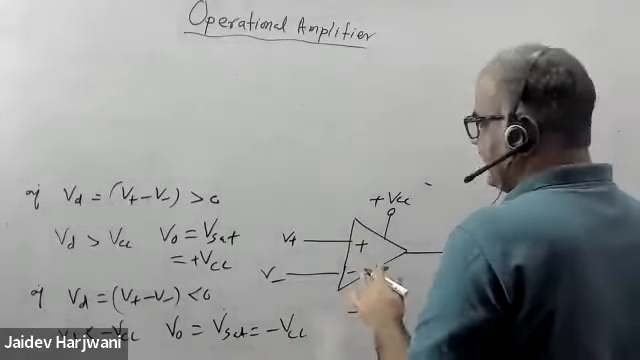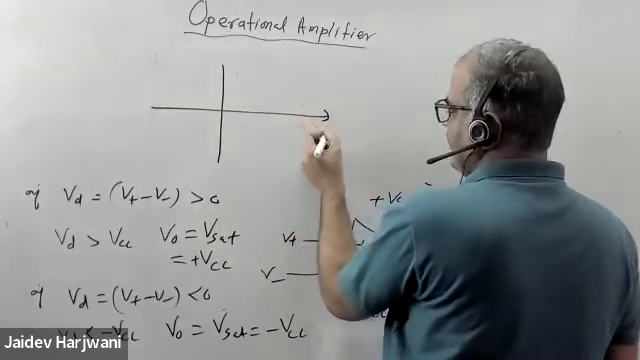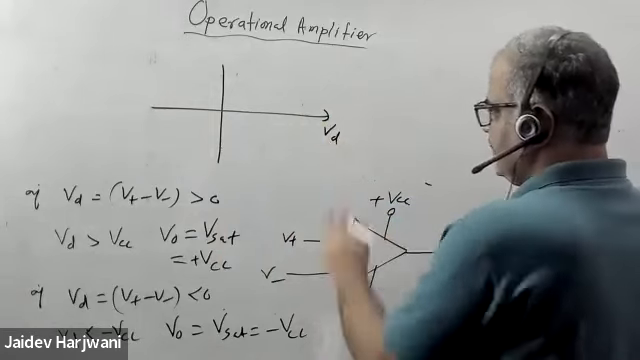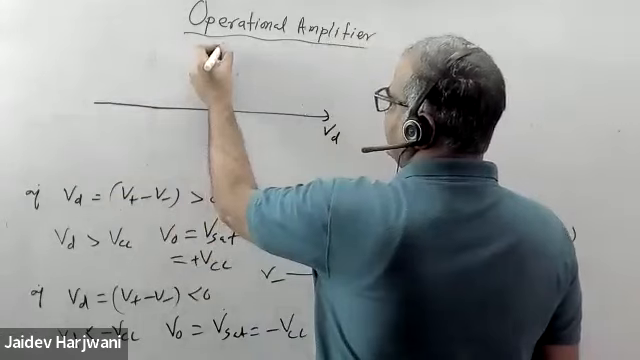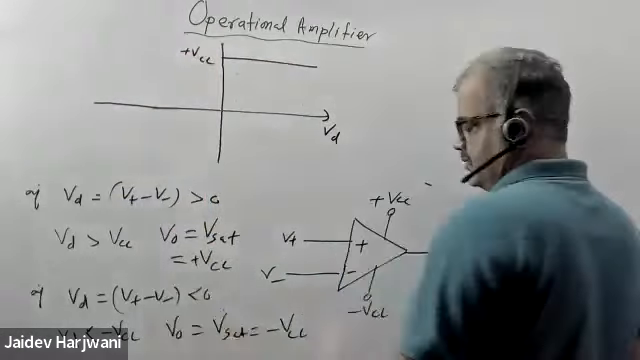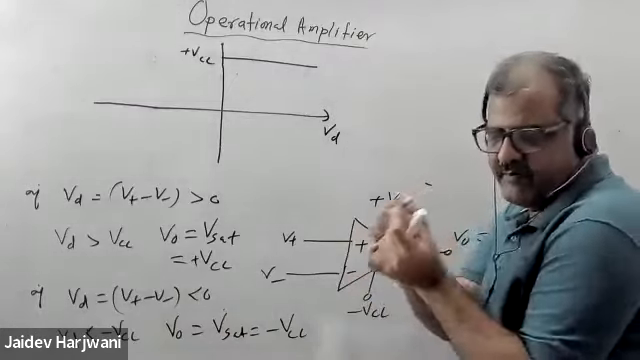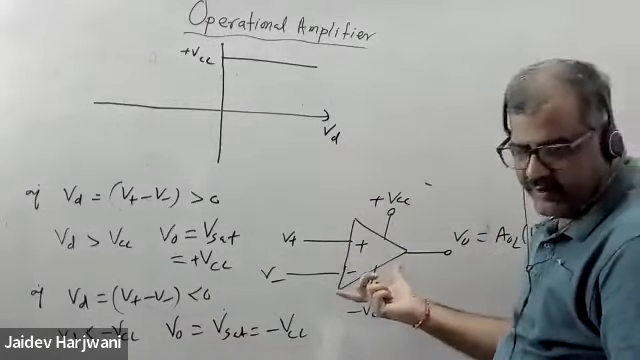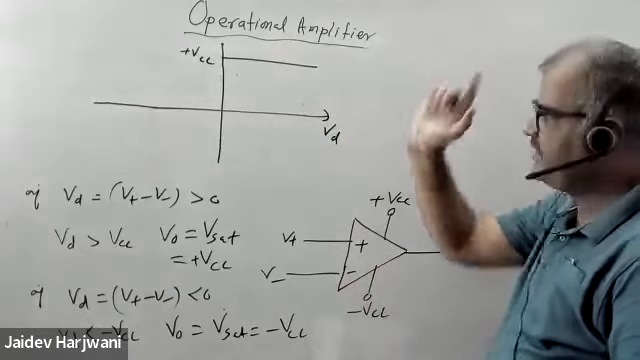If you have an ideal op-amp and you are applying some voltage difference, if the voltage difference is positive, then the output will always be plus VCC. If you apply even a little bit of positive difference, because the gain is infinite, automatically this will become greater than VCC in open loop configuration. So the output will always saturate to VCC. This is for the ideal case.